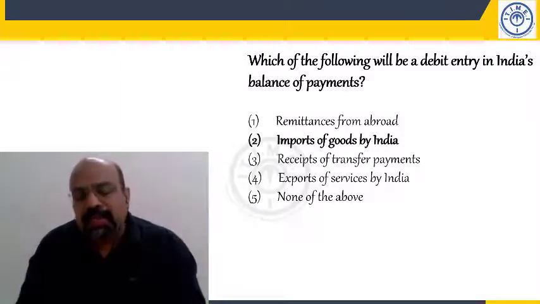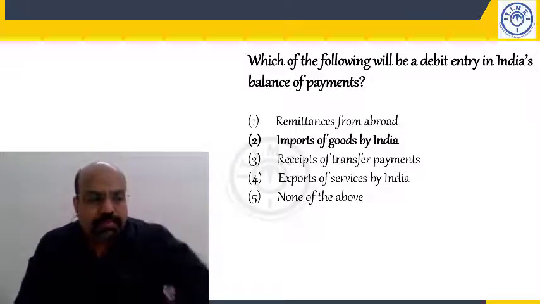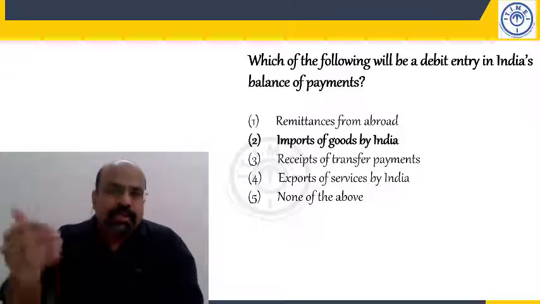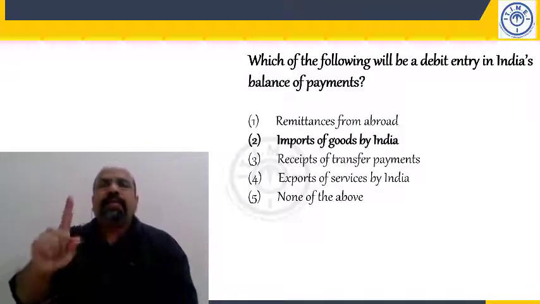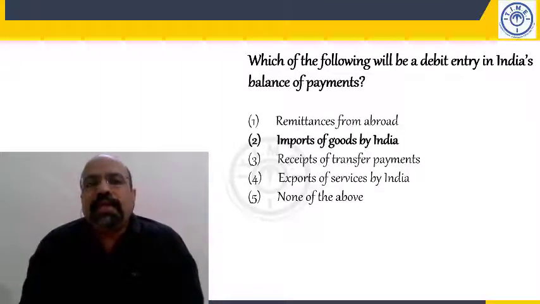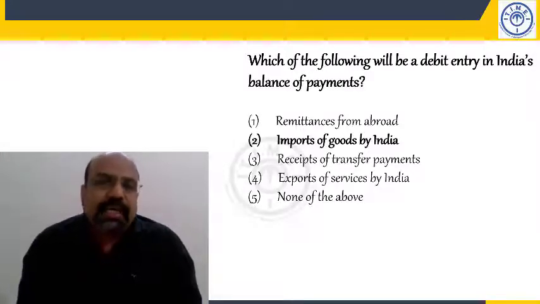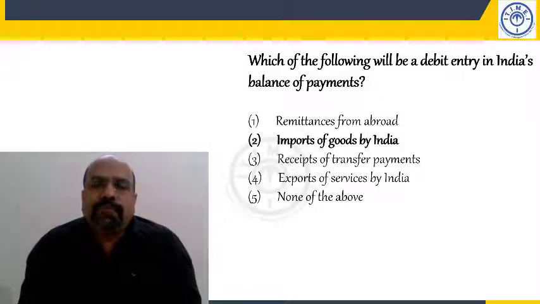Okay. Next, capital account. Under it we write two or three points. One: relates to purchase and sale of assets.